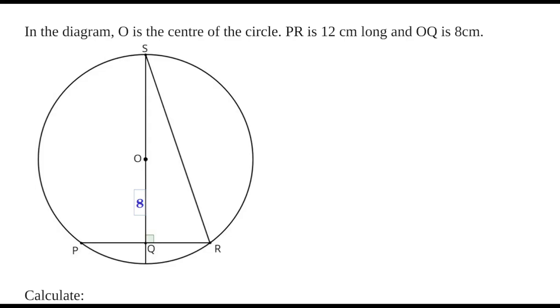Now, let's check our theorem. We have a perpendicular here with a 90 degrees here. That is telling us that Q is the midpoint, which means this is equal to that. So if the whole of PR is 12, this should be 6. And this one should be 6, so that their sum will give us the 12.